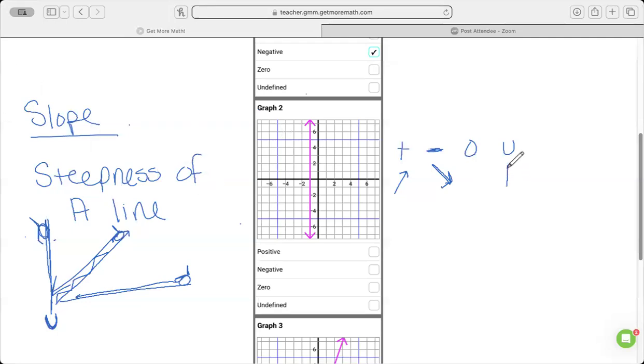So that right there is going to be undefined. So that's going to be this way. When I have lines up and down, it's going to be no steepness. Well, not that there's no steepness. It's impossible steepness. You can't possibly roll your wheelchair up a wall. So it's undefined. It's impossible.